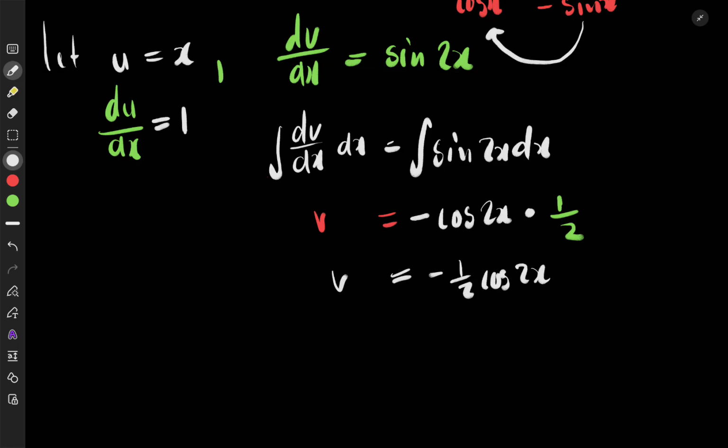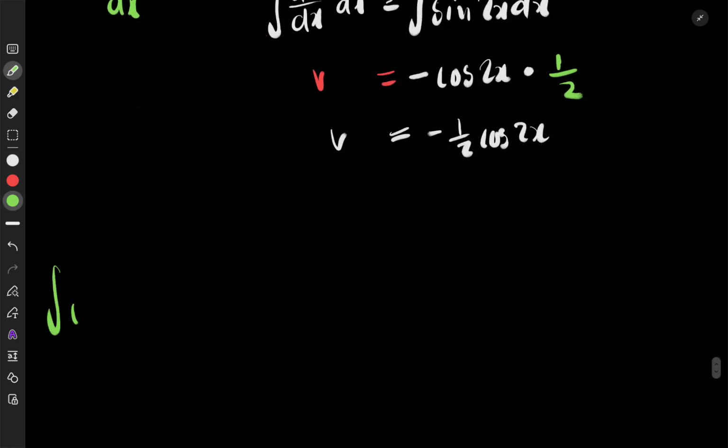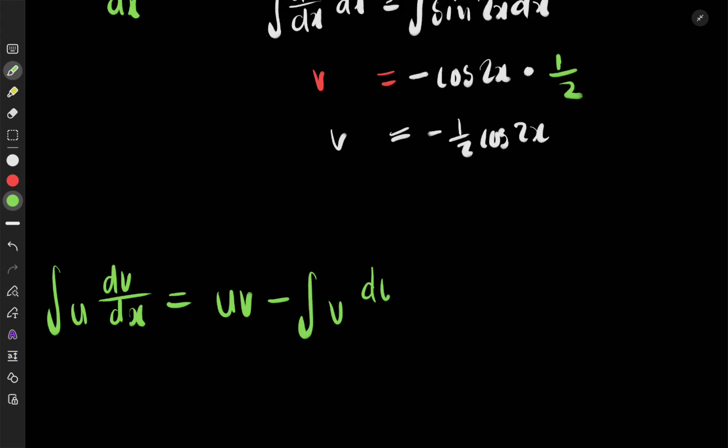So now I have my v and I have my du dx. So now I can come and then write to say the integral of u dv dx. Now, this is where you have to remember the formula. Integral of u dv dx is going to be equal to uv minus the integral of v du dx.